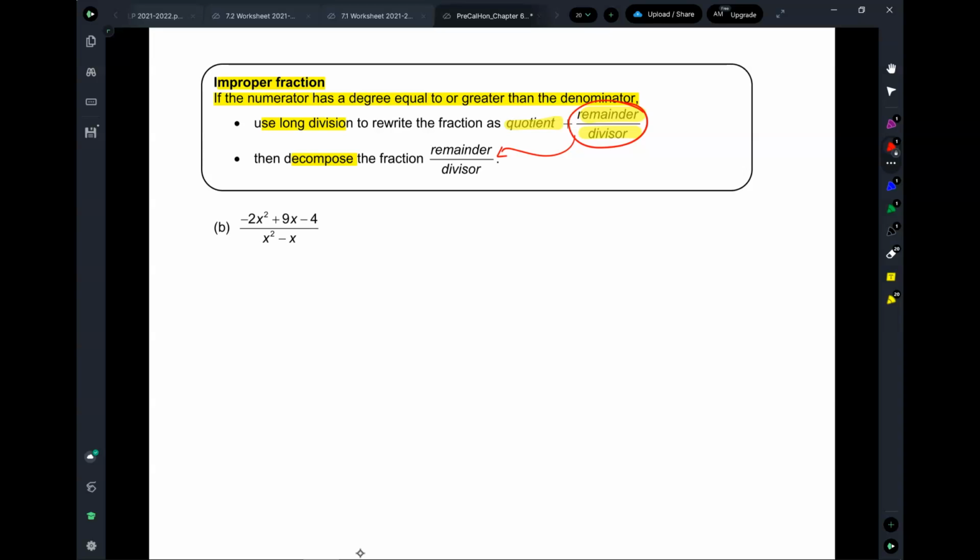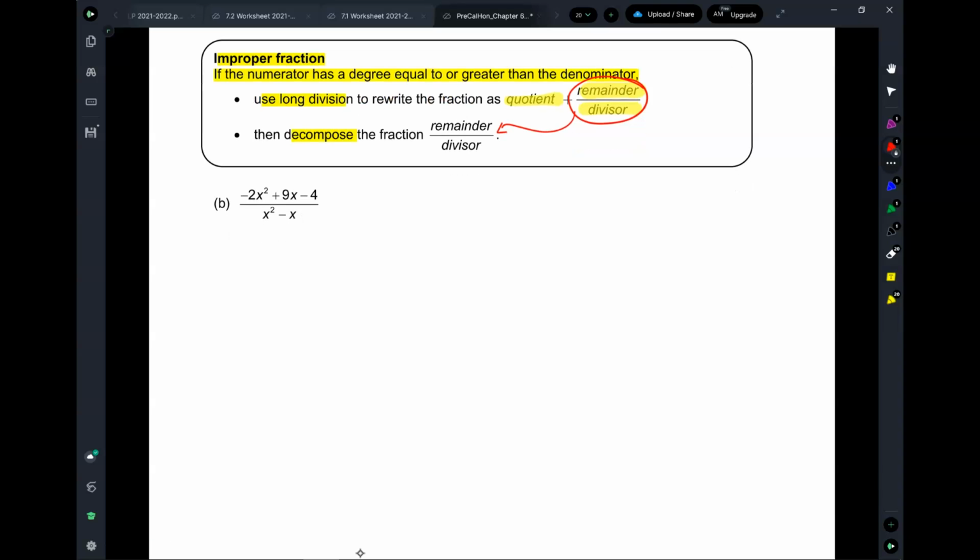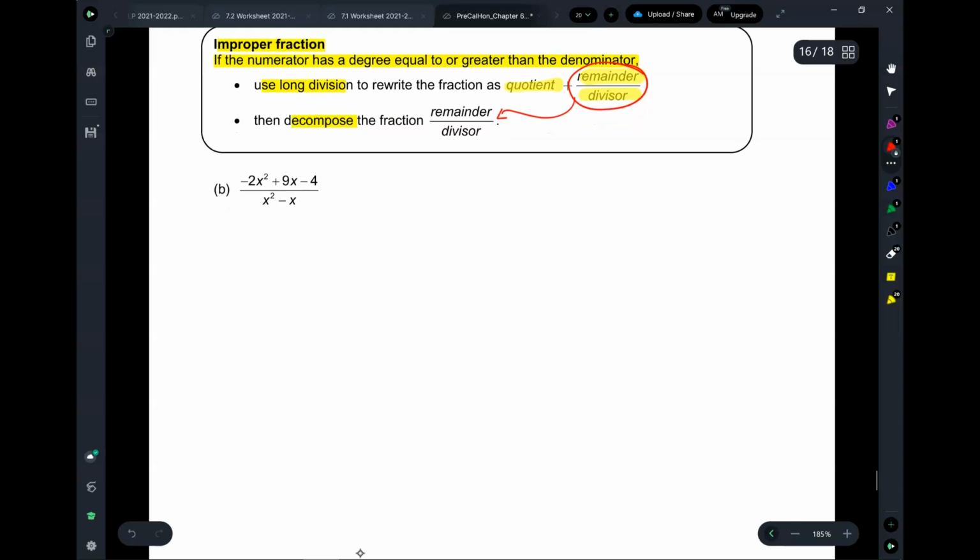So, let's do this next one then. Notice how here you have an improper fraction. Now, you're not going to be told, hey, this is an improper fraction, so no, you have to figure it out on your own. This is an improper fraction because the numerator has a degree equal to or higher than the denominator. So first, we do long division.